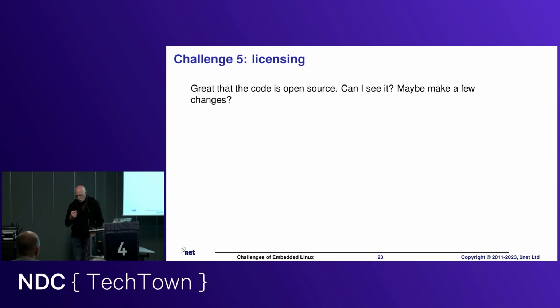So most of the stuff I'm talking about here is built using open source tools and open source code. So it's embedded Linux, it's systemd, it's GNU compilers. The whole thing is open source. So, yeah, good. Great. Can I see the source code? Maybe make some changes? No. That's not the way open source works.